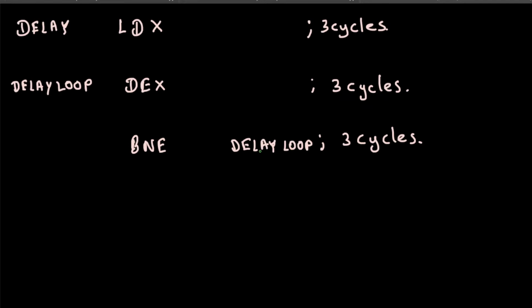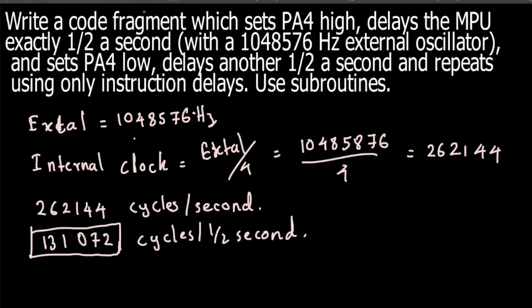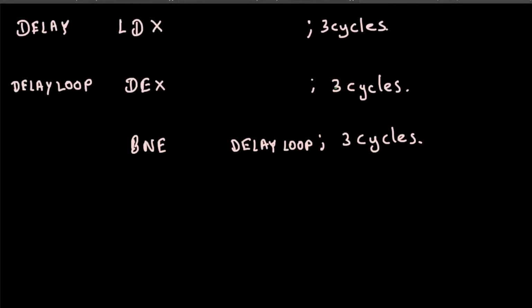Now, based on this, when you load, it takes 3 cycles. It's only going to happen once, then it's going to enter the loop, and it's going to run again and again until the X value reaches 0. So let's say right now 130,072, and these two are going to repeat again and again. So 6 times how much?